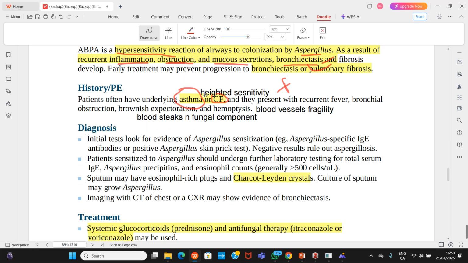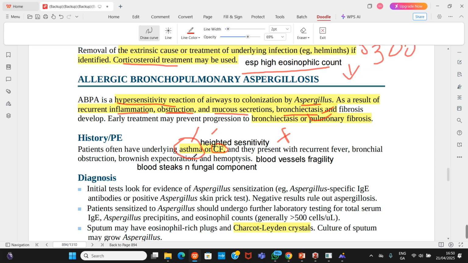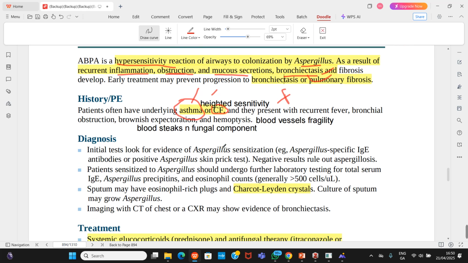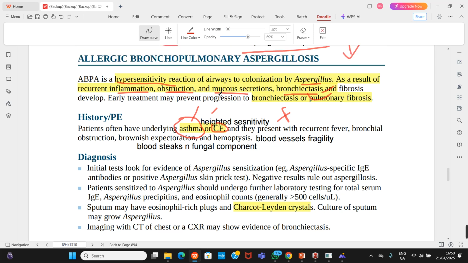So for ABPA, there's always a background of asthma or cystic fibrosis. So what do you do when we see somebody with asthma or cystic fibrosis having fever with purulent discharge and hemoptysis, and we are thinking maybe this person has ABPA that is now causing bronchiectasis? So what do we do? Okay, let's go and test for aspergillus. So you do aspergillus specific IgE.